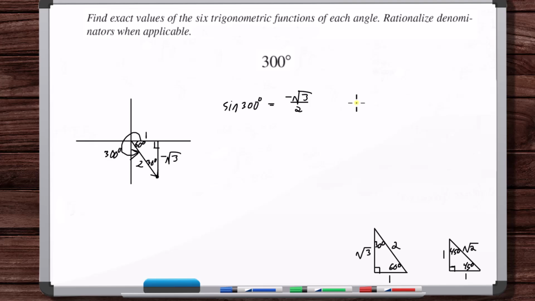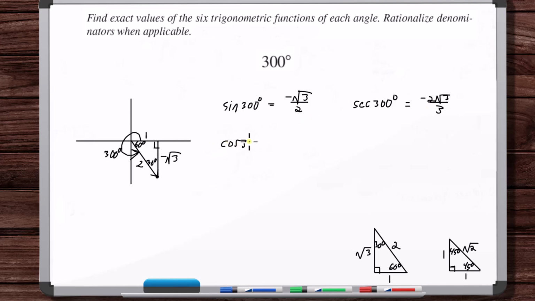Okay, so then secant of 300, we could do SOHCAHTOA again, or we can just take the reciprocal. So minus 2 over root 3 times root 3 over root 3 would be minus 2 root 3 over 3.